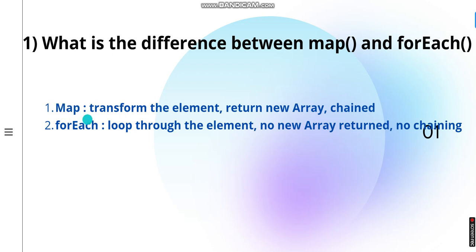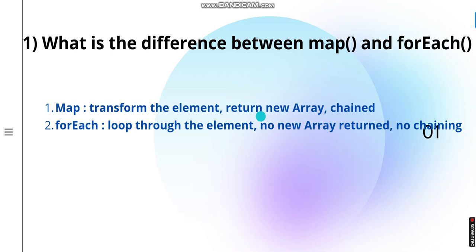The first difference is that the map method is used to transform the elements of the array, whereas forEach is used to loop through each element of the array. In map you're doing a transformation on the element, but in forEach you are basically looping through the element and performing some action, like some functionality happening in your callback function, whereas in map there is an actual transformation of the element.